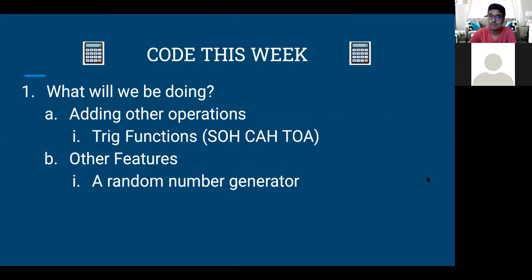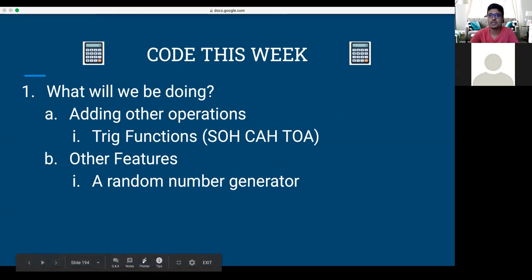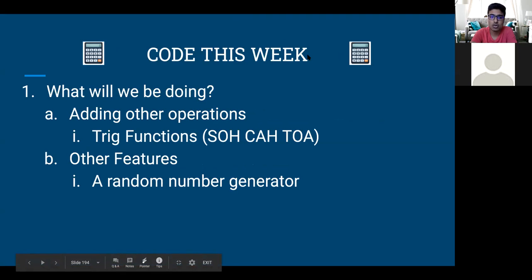But this week, we will be adding some more features. That being that we're going to be adding some trigonometry functions, such as sine, cosine, and tangent. And in case you do not know what they are, do not worry. I will be going over a quick preview like I do every time we do a mathematical function. And also, we will potentially be adding a random number generator. But also something which I forgot to add here is that we're going to be adding a clear button.